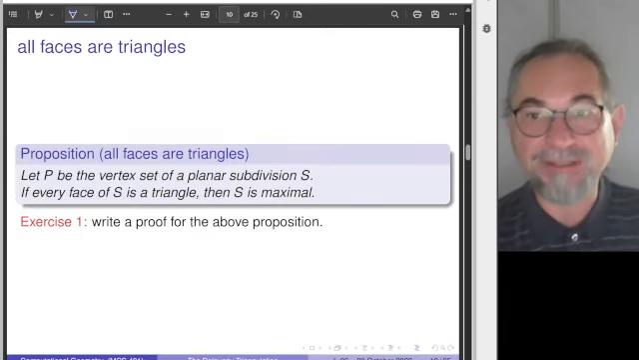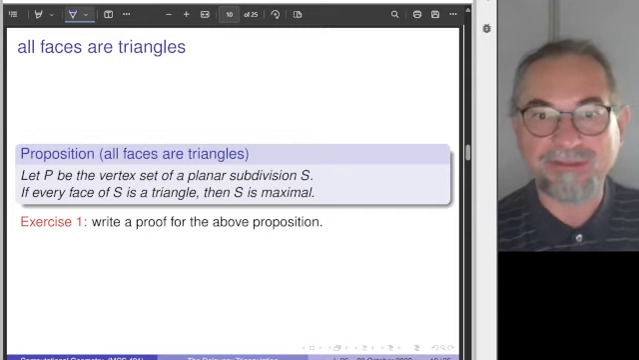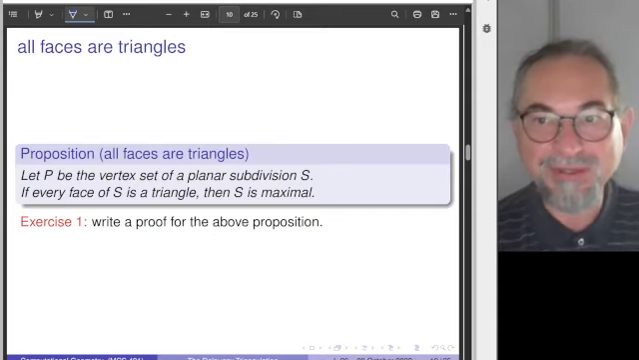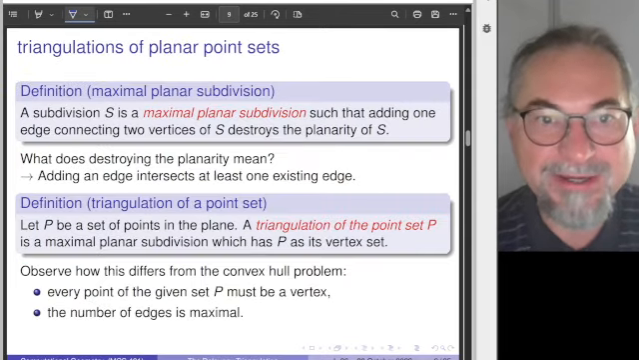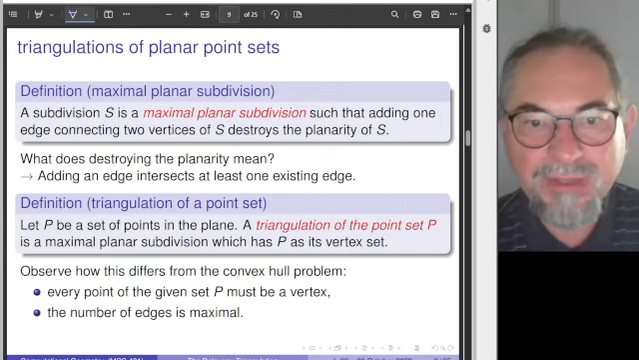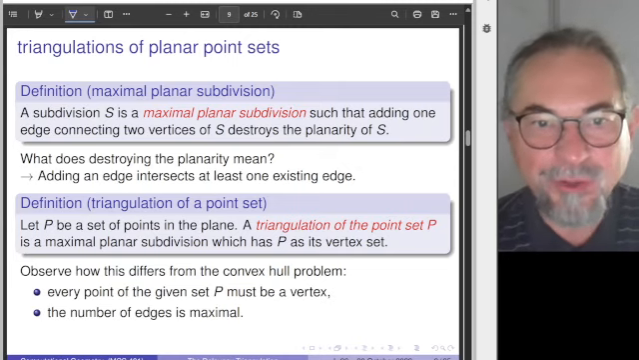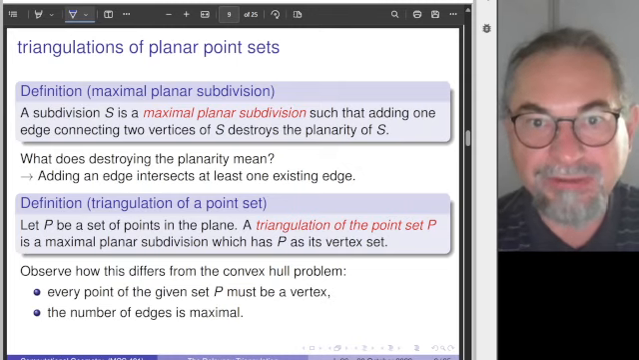Okay, let's first think about this a little bit. The previous slide was actually not mentioning triangulation. Let me go back here. Well, except for the title. But in some sense, the words of the definitions were maximal planar subdivision, not really triangulation.